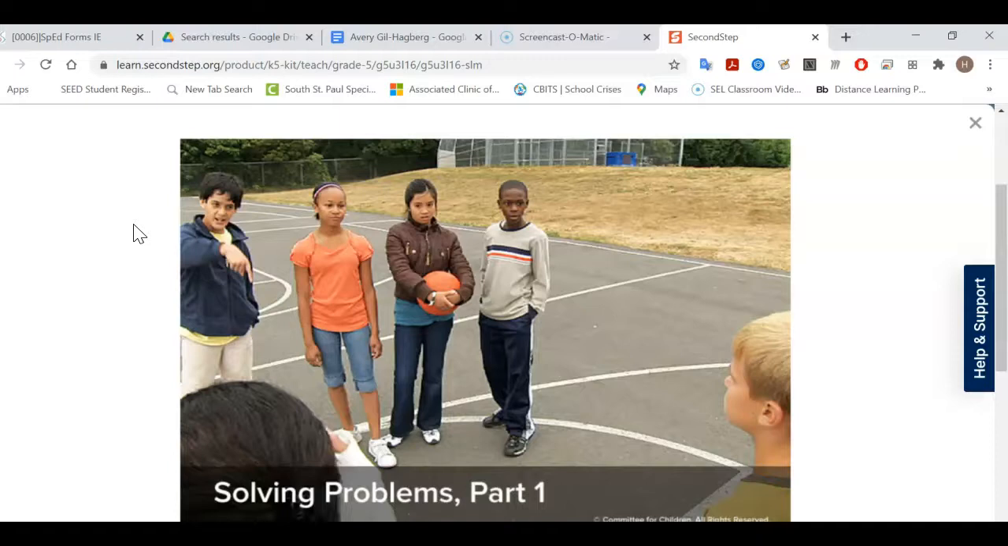Next week, we will continue helping Sierra and James solve their problem using the next two problem-solving steps, thinking of solutions and exploring consequences. Those are the next two for next time.